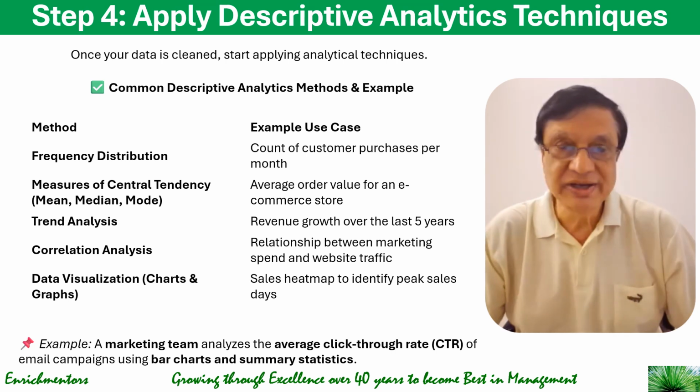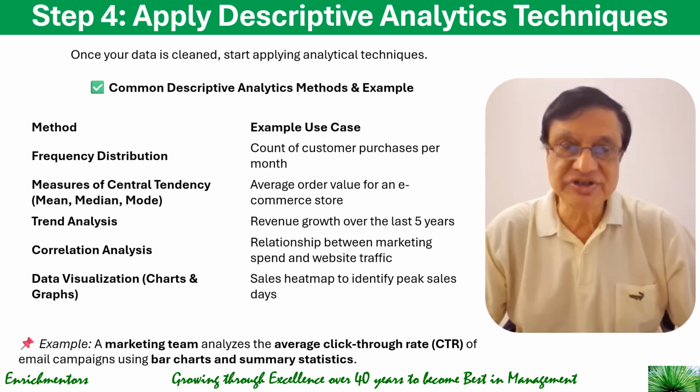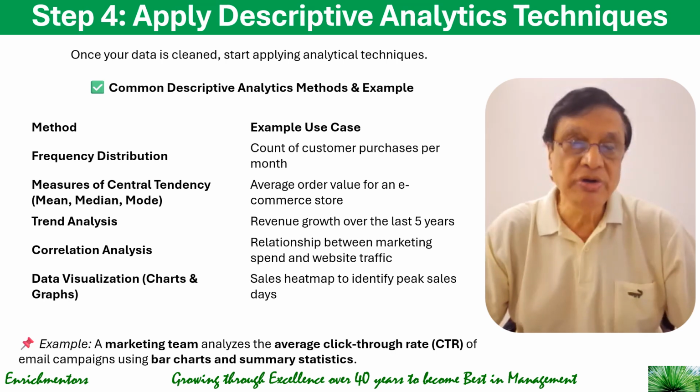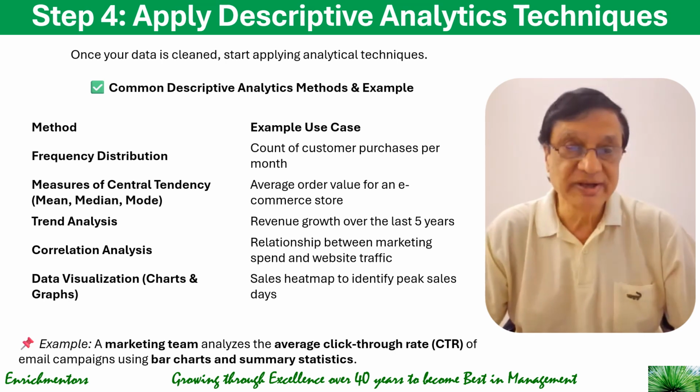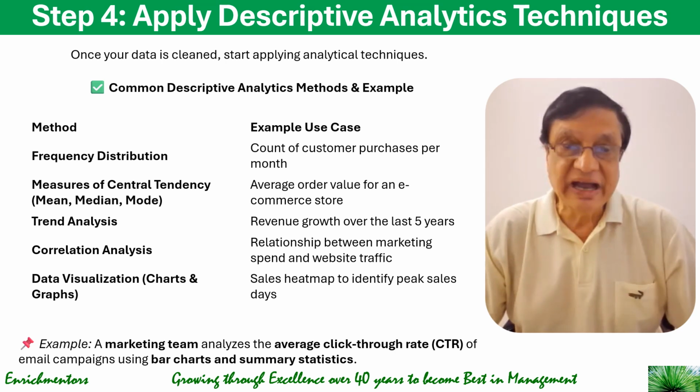And it is simply the count of customer purchases per month, say for example. So it's the number of times a particular event occurs. In this case, the event is customer purchase in a month. So the count of that will be the frequency distribution. Second could be measures of central tendency like mean, median, and mode. And the average order value of an e-commerce store would be a use case to apply this central tendency.